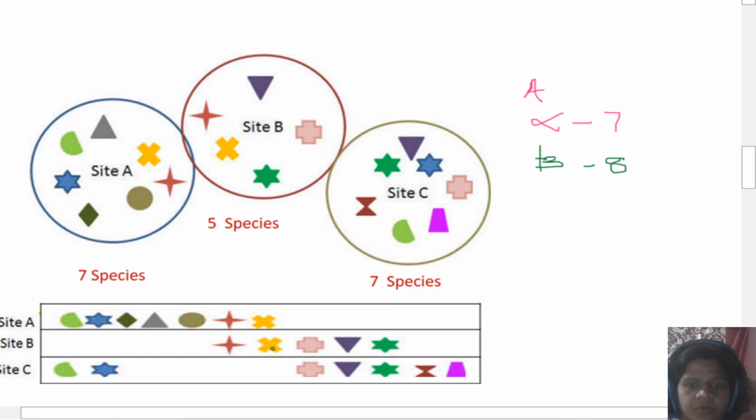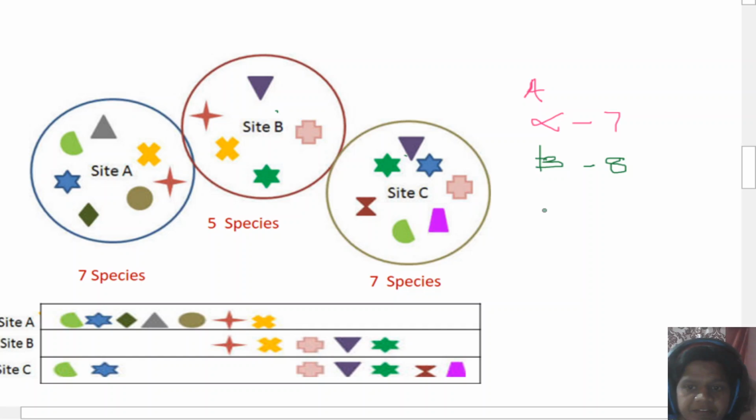Okay, so what are they? You see that there are 1, 2, 3 the same, right? You see the 6-arm star, and you have a triangle and you have a plus. These 3 are the same in B and C. So the beta diversity between site B and site C is 1, 2, 3, 4, 5 and 6. But between A and B it is 8.